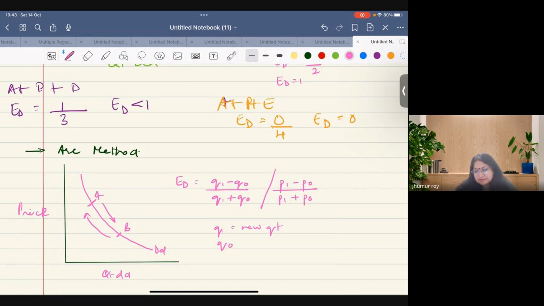Q0 is old quantity. P1 is new price and P0 is old price.